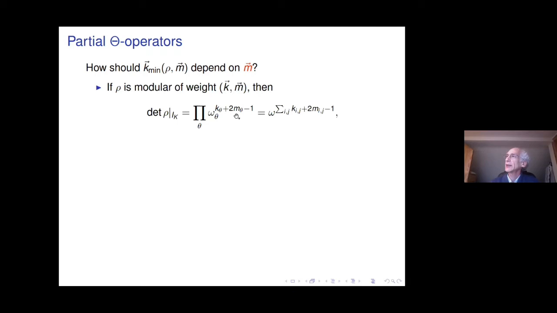And that forces this relation between the determinant and k plus 2m. So you can think of this as saying that the cyclotomic character times the determinant of rho is the mod p representation associated to k plus 2m, associated to the central character.